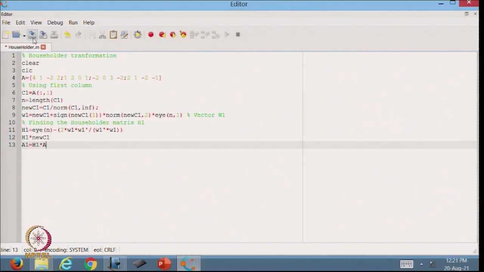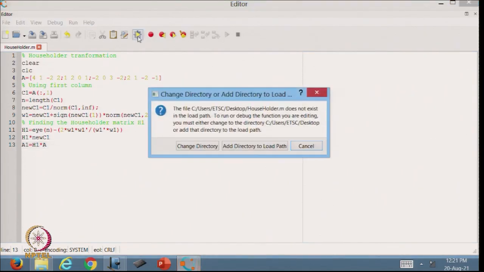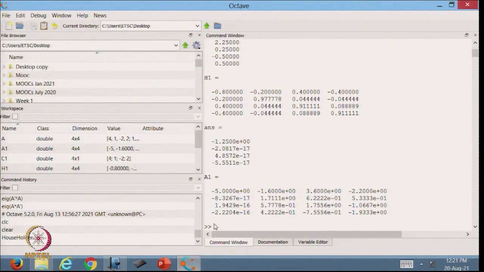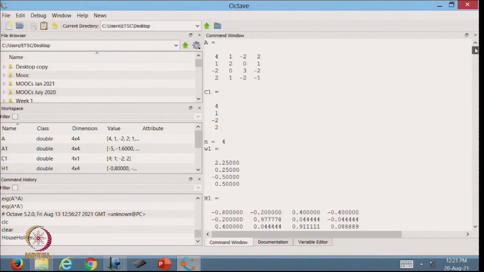So, first I will save this value and then I will run this one. I will change the directory and let us see if any mistake is there. So, okay, no mistake is there. First I have taken this matrix. So, this matrix is 4 1 minus 2 2, 1 2 0 1, minus 2 0 3 2, 3 minus 2 and 2 1 minus 2 1. So, that is okay. Now, I have taken this column. So, you can see the first column we have chosen.